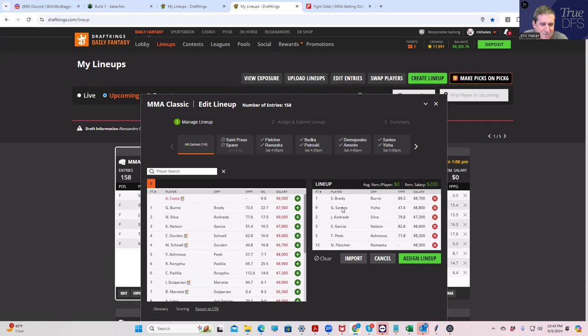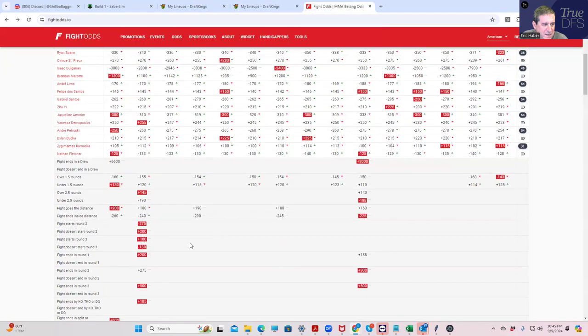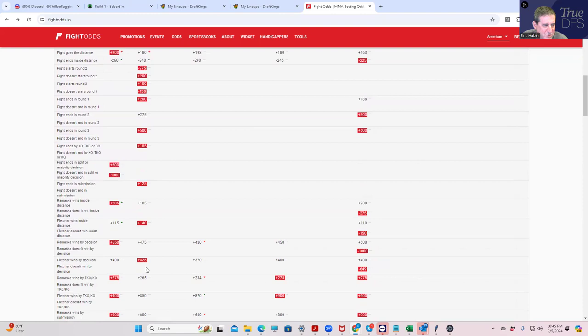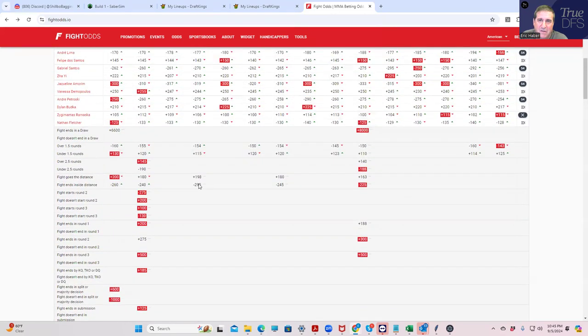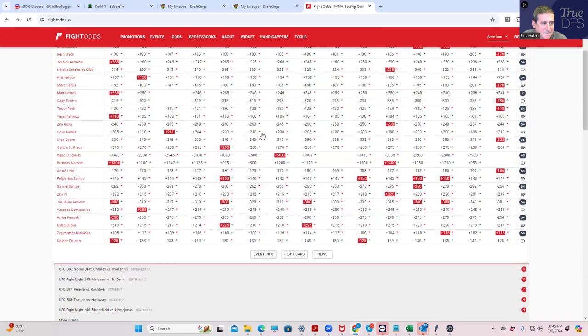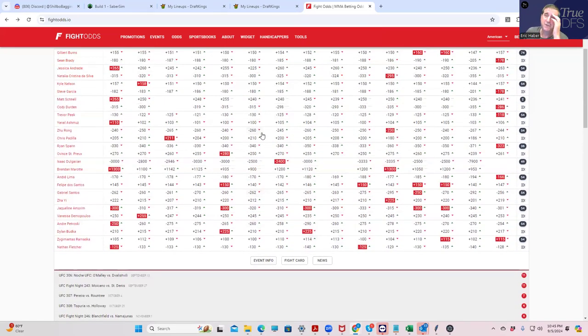And then the other side of this, Ramaska at 7,900. His inside the distance line is pretty strong as well, at what is he, +205. So this is another key fight. All four of these fights are extremely strong. So if you wanted to play, even single entry or whatever, if you pick one from those four fights, and just get the right combination, you're going to be in really, really good shape.